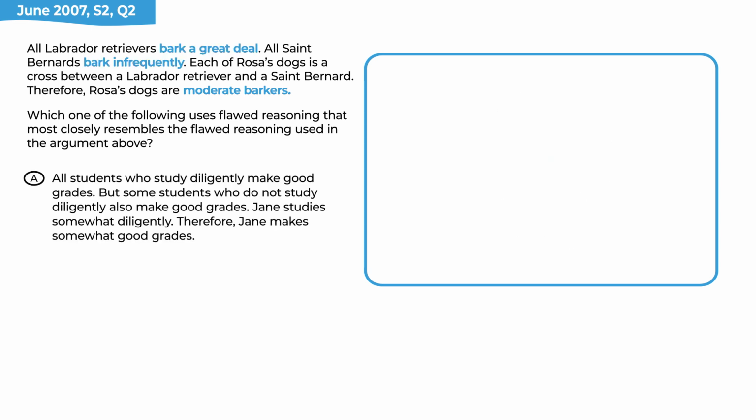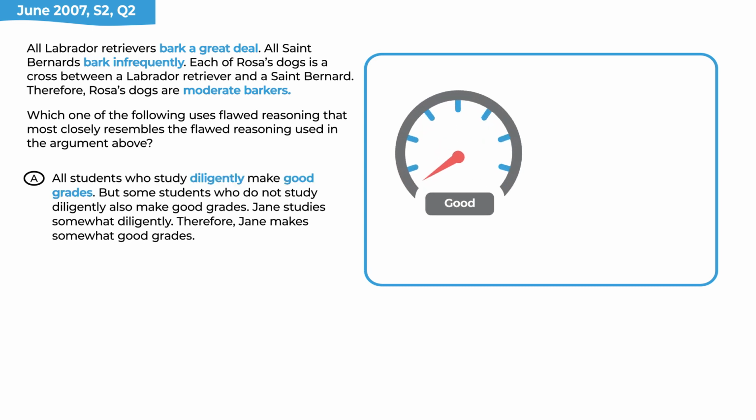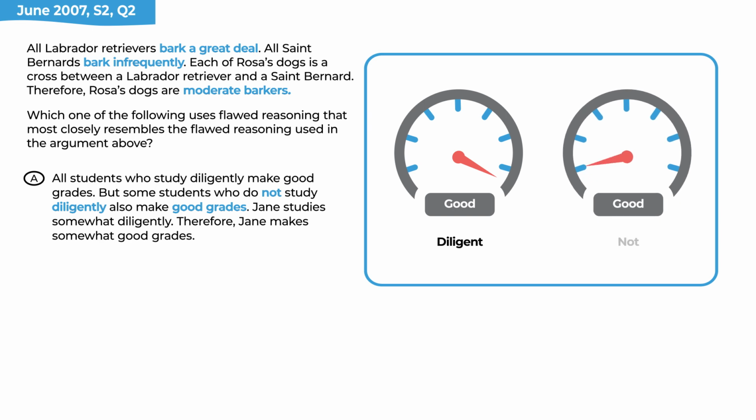Answer choice A says that all students who study diligently make good grades. So if you study diligently, you have good grades. But some students who do not study diligently also make good grades. Well, notice there's not two ends of a spectrum here. So this doesn't look like it's heading down the right path. We wanted to see the opposite outcome for these two groups. And instead we're given the same outcome for both groups, that they both get good grades.